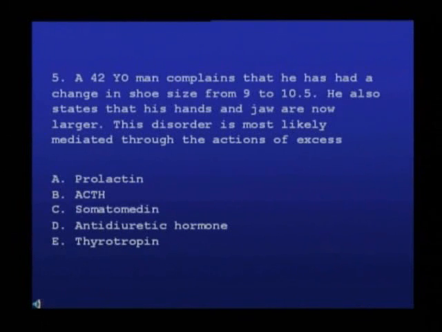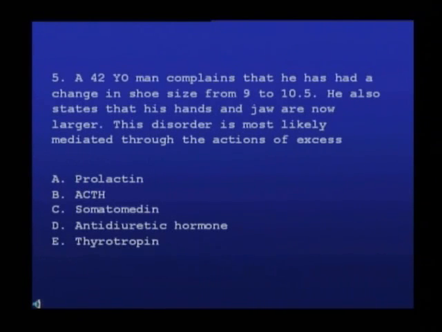Question number 5. A 42-year-old man complains that he has had a change in shoe size from 9 to 10.5. He also states that his hands and jaw are now larger. This disorder is most likely mediated through the actions of excess prolactin, ACTH, somatomedin, antidiuretic hormone, or thyrotropin, also known as TSH. The symptoms described are compatible with acromegaly caused by an excess production of growth hormone. Although perplexing at first, this is not an answer.